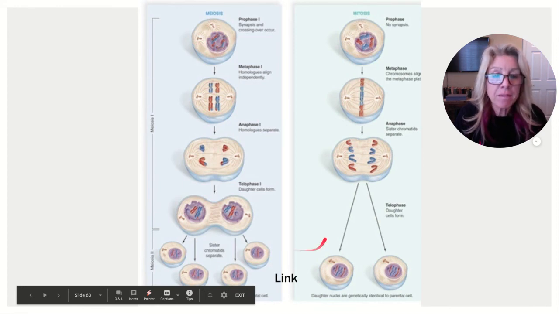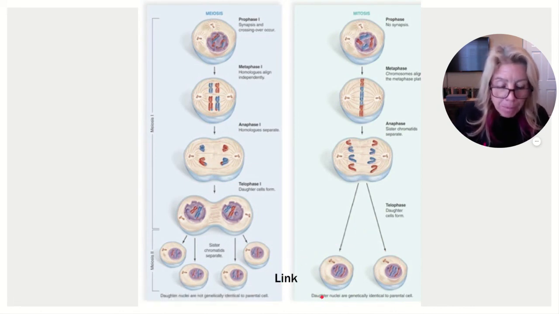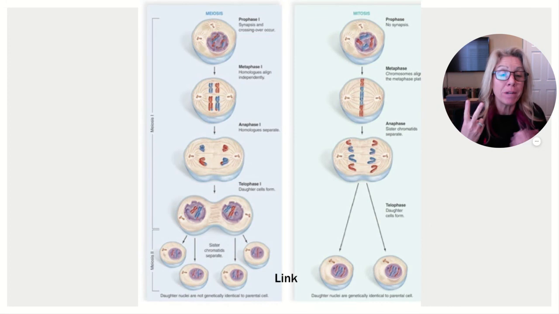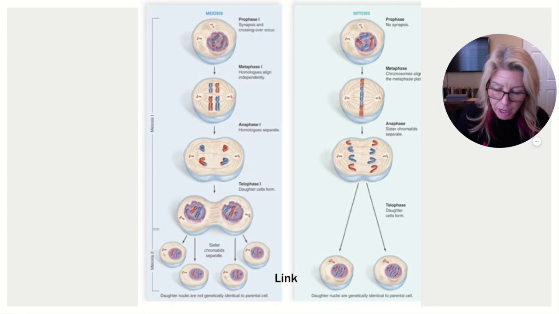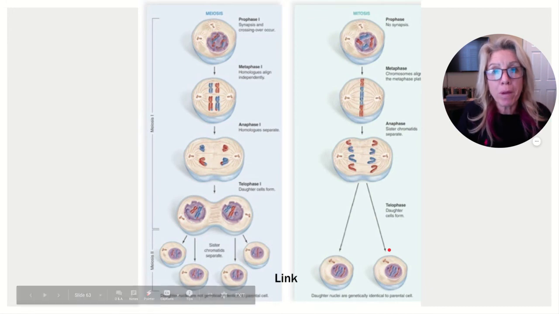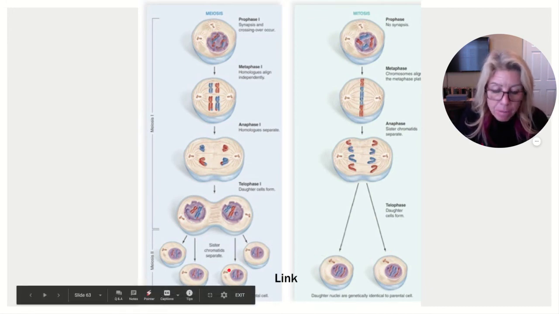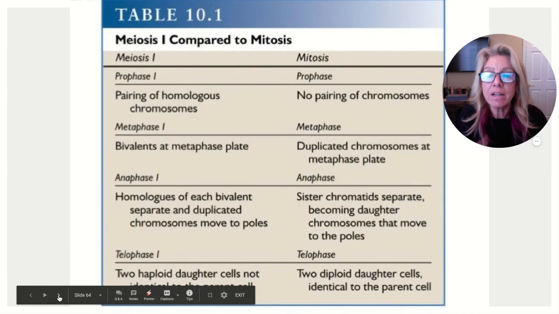The results: in mitosis, we have diploid identical cells, and in meiosis, haploid and not identical, due to what? Crossing over and independent assortment. That's why they're not identical. And how do we get genetic recombination in the baby? Well, then you throw in that you don't know which sperm is going to fertilize which egg. The location for mitosis is all tissues for growth and repair, and meiosis only occurs in the reproductive organs.